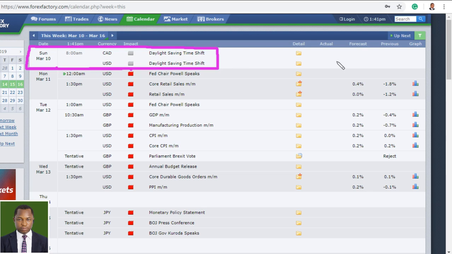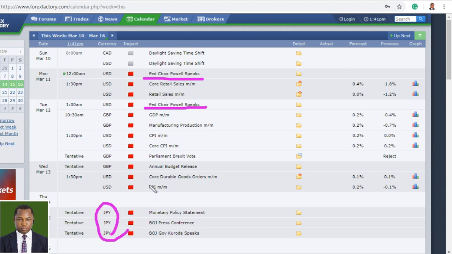All right. Aside from that, we have several speeches for this week. You can see those speeches. Federal Chair Powell will be speaking. Powell will also speak on Tuesday, and there are some other speeches again on Friday. Friday also has a policy statement for the Japanese yen that is tentative.